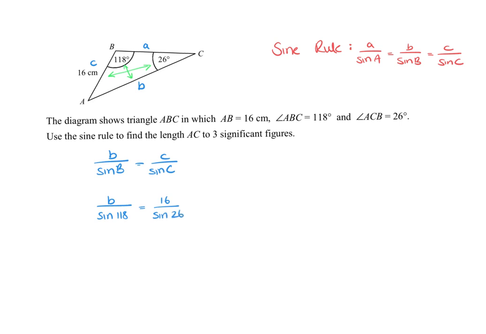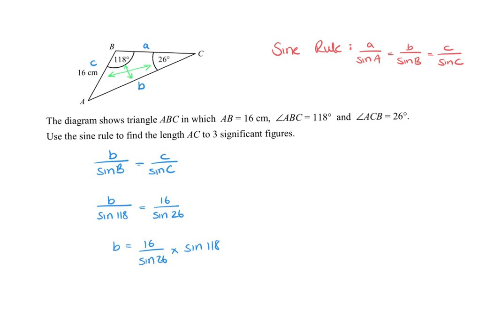Now what I've got to do is rearrange this. So to rearrange this, I'm going to multiply by sine 118. So this is going to give me 16 over sine 26 multiplied by sine 118. Now I would recommend leaving everything exact and typing this into your calculator using your fraction button. That will ensure you're not going to lose any accuracy as you go on.